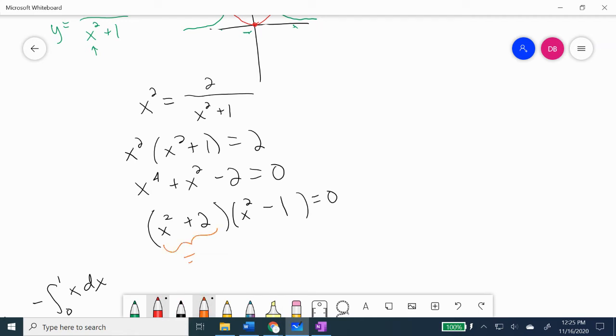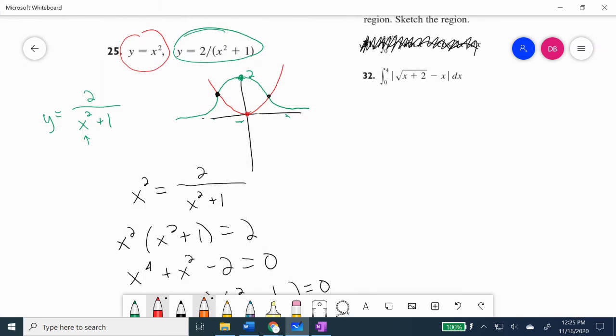This will never equal 0 because I'm squaring a number and then adding to it. For this one, I'm going to get plus or minus 1. x equals plus or minus 1. So now I know the x coordinates of intersection. And I definitely want to do the regular rectangles, the vertical ones that give me dx.